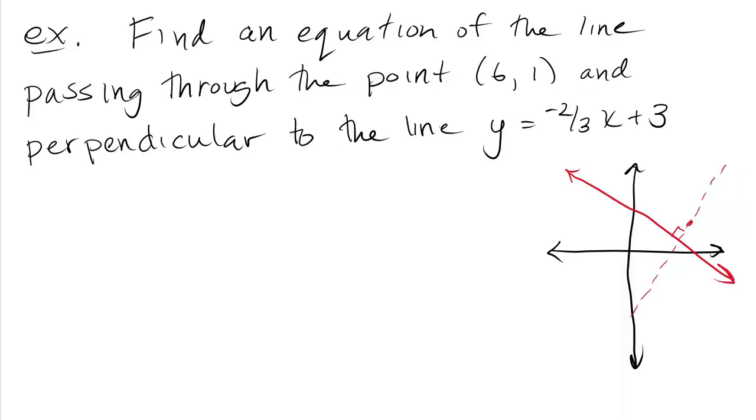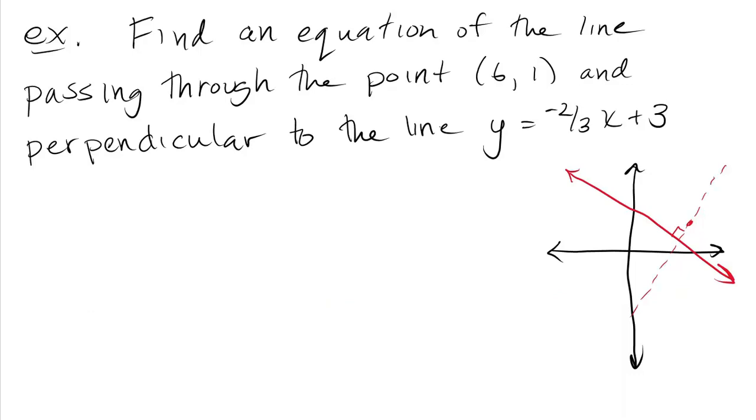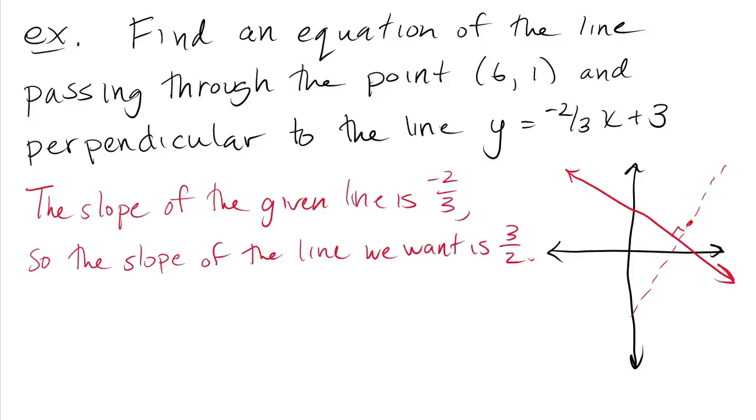Now you can see that it has a positive slope. That part's obvious. What's not as obvious is what the actual magnitude of the slope is, but that's where the rule comes in. The rule says that the slopes have to be opposite reciprocals. Since the slope of the given line is -2/3, the slope of our line is 3/2. If you have the slope of one line and you want to find the slope of a perpendicular line, you take the opposite of the reciprocal of the slope of the given line. Okay, so now we can find the equation of our line.